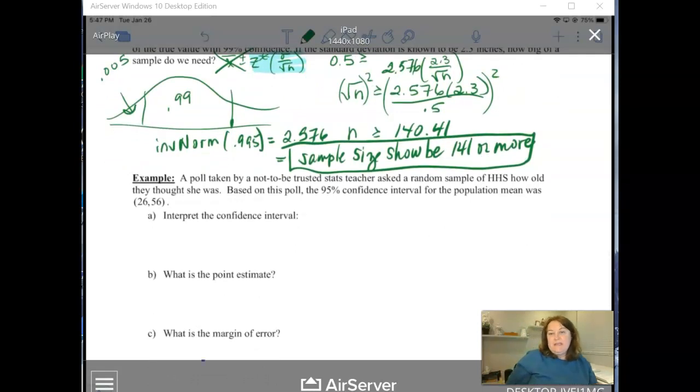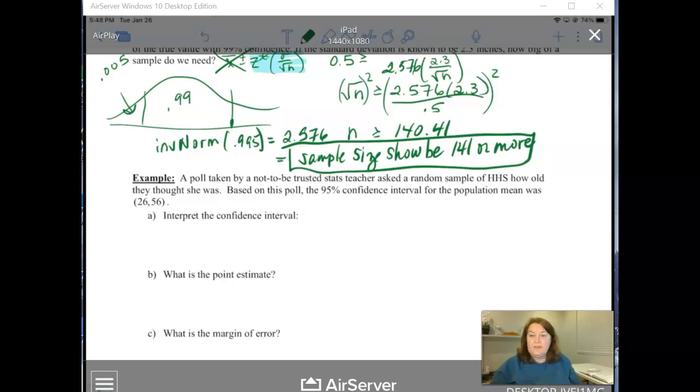A poll taken by a not to be trusted stats teacher asked a random sample of Hart High School students how old they thought she was. Based on this poll, the 95% confidence interval for the population mean was 26 to 56. Okay, so they are 95% confident that her true age is somewhere in that interval between 26 and 56.